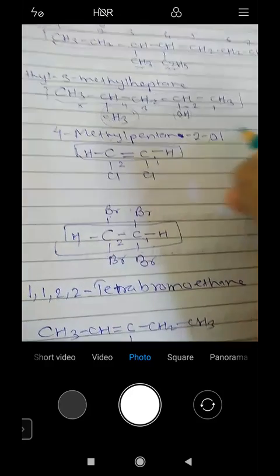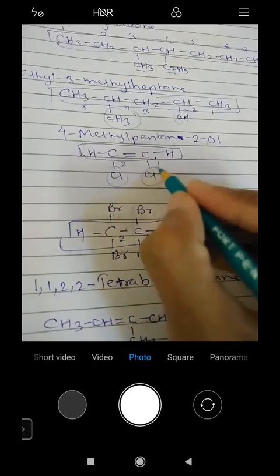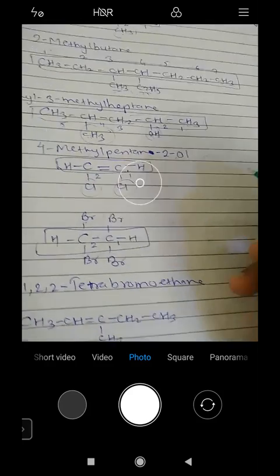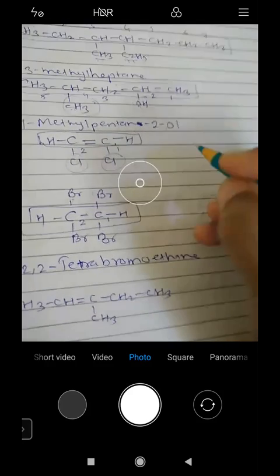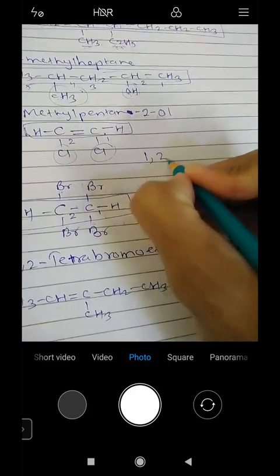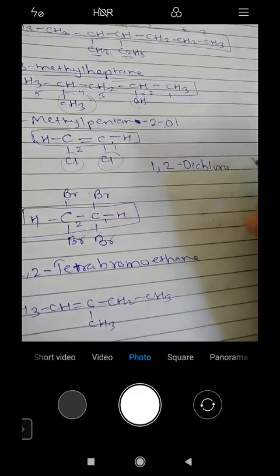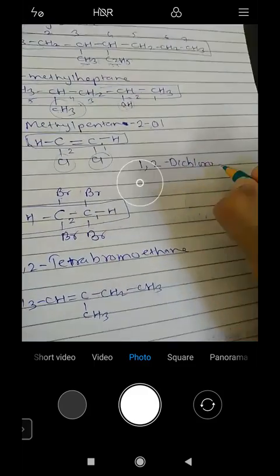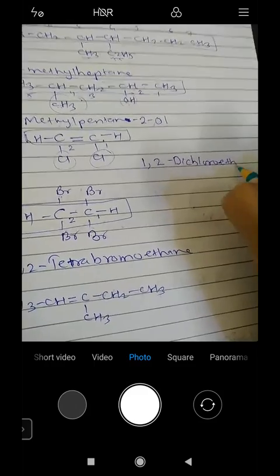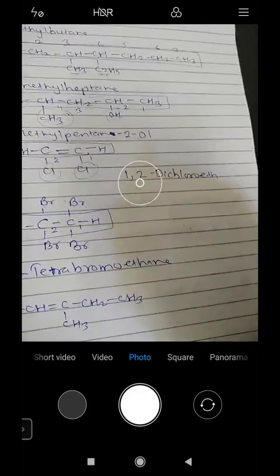So 1, 2. Now we have two substituents over here. This chlorine, as I told you, halogens are nothing but a substituent. So these two are at 1, 2 position. How many chlorine are there? Two, so I will write dichloro. Number of carbon is 2. 2 means what? Ethane. I should write ethane, but I will not write ethane. Ane means what? Single bond, because here we have a double bond or triple bond.